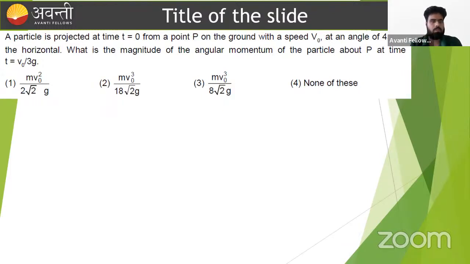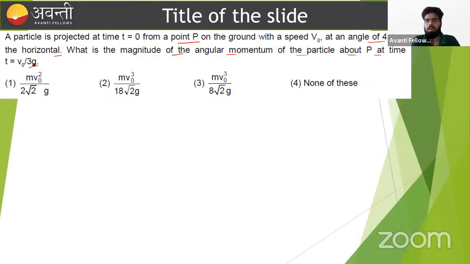In question number 1, what is given is that a particle is projected at t equal to 0 from a point P with initial speed v naught, at an angle of 45 degrees to the horizontal. It is asked, what is the magnitude of the angular momentum of the particle about P at the time t equal to v naught upon 3g?